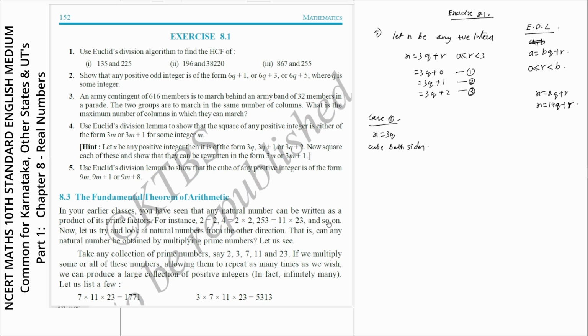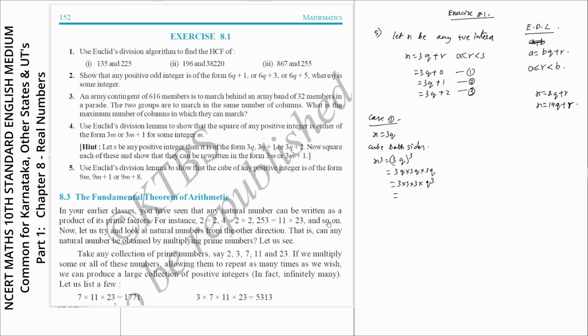So if I cube both sides, what will I get? x cube is equal to (3q) the whole cube. So that means 3q into 3q into 3q. So I'll get 27. 3 into 3 into 3 into q into q into q is q cube.